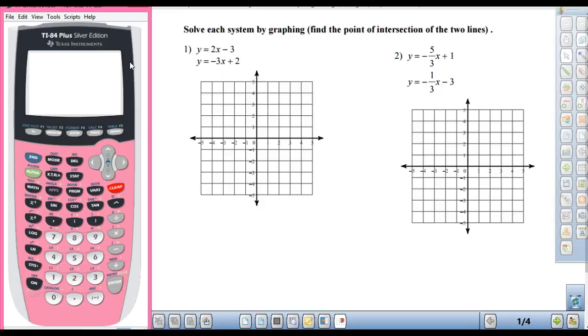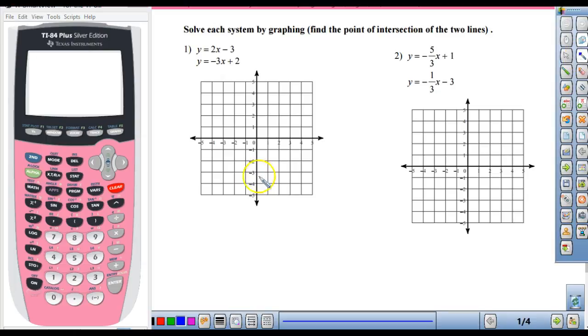Yes. All right. So first thing I want to do before I even do anything on the calculator, I'm going to plot my y-intercepts. So my top one is at -3. My bottom one is at 2. Okay, so I have my 2 y-intercepts. Right? Alright, so now we're going to hit, well, let's reset our calculators first.